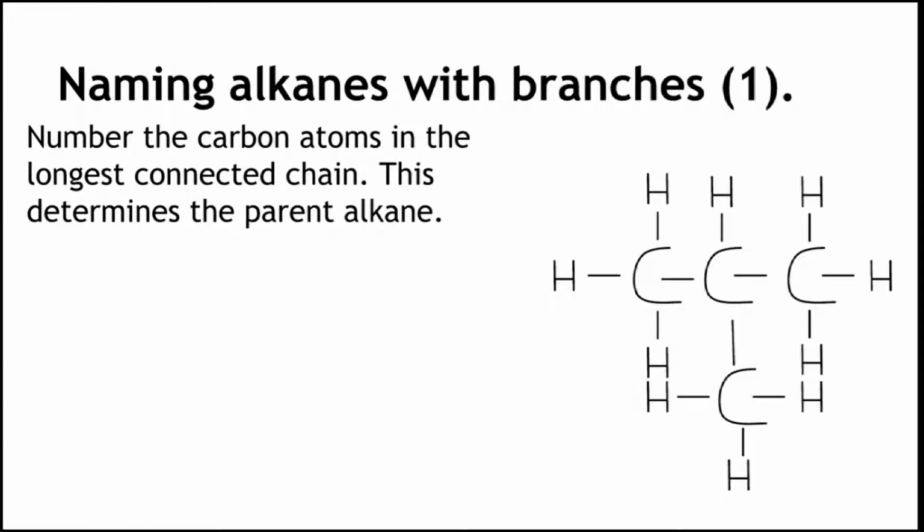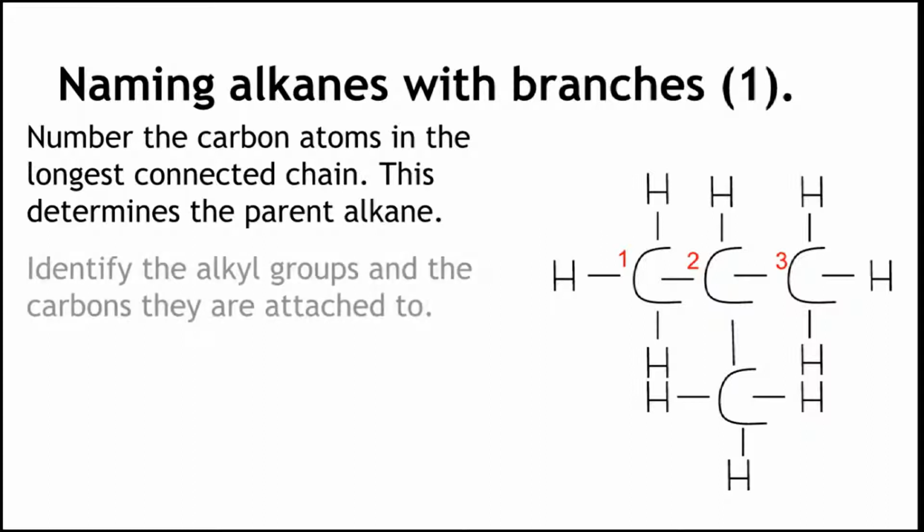The first thing we do is look for the longest connected chain of carbon atoms. In this case, it's three. This tells us what the parent alkane is. The parent alkane just means the alkane that has got branches attached to it. So in this case, the parent alkane is propane, and it's a propane molecule with a branch attached.